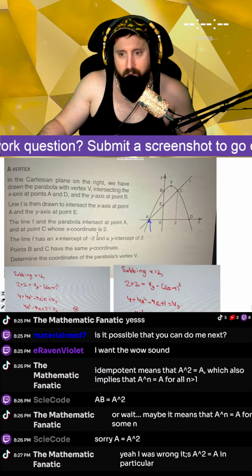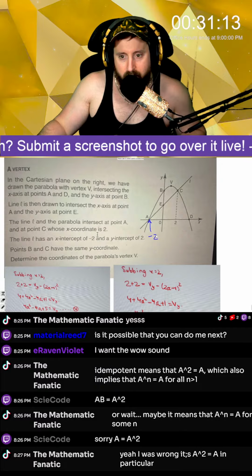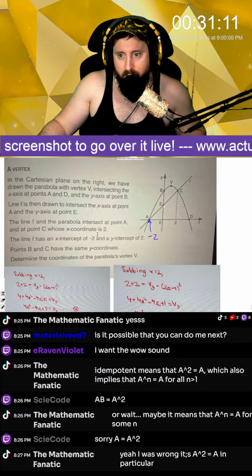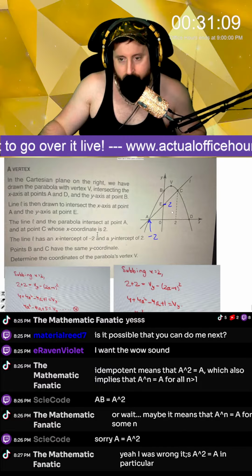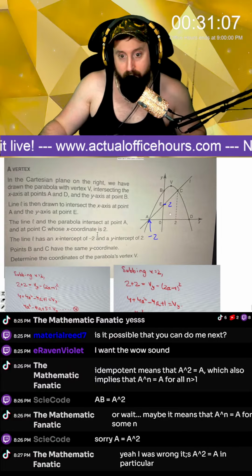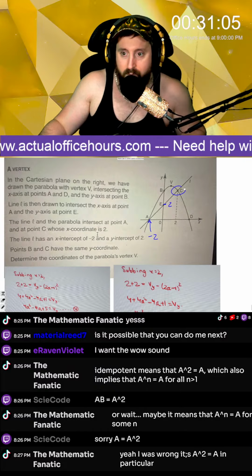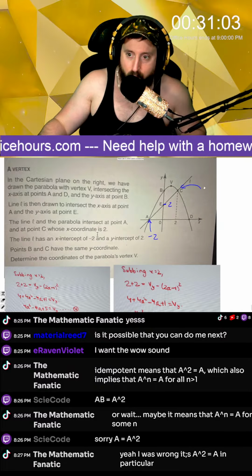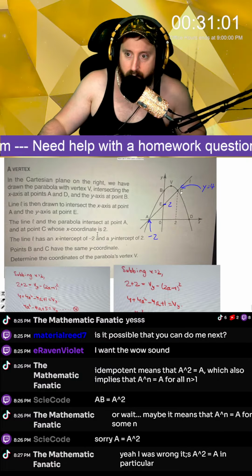Oh, so you know this is -2, right? And a y-intercept of 2. Okay, so you know this is 2. So the slope is just 1, right? So that means you already know up here that this point is at y equals 4. Yeah?